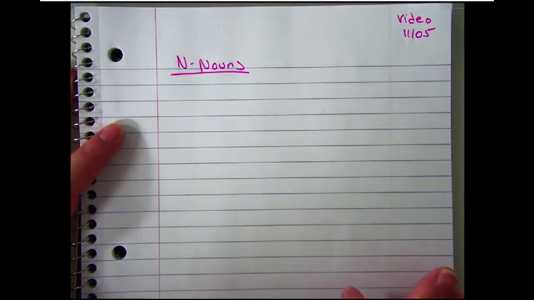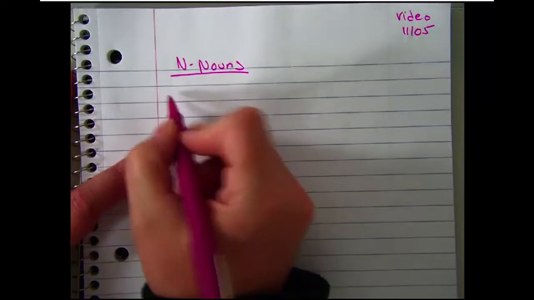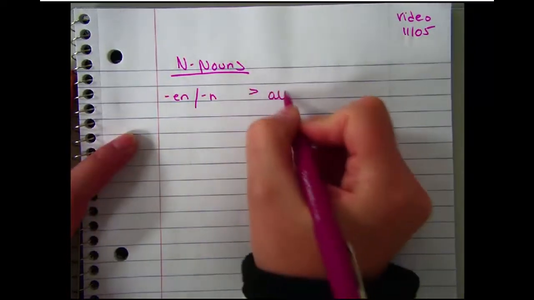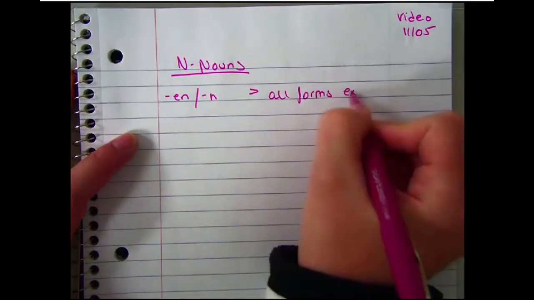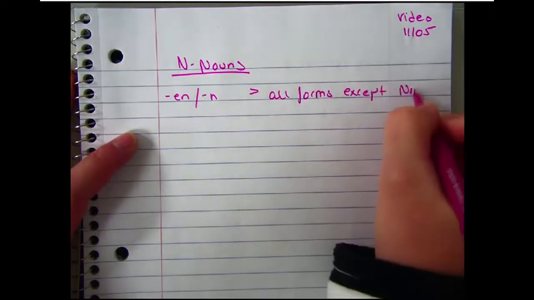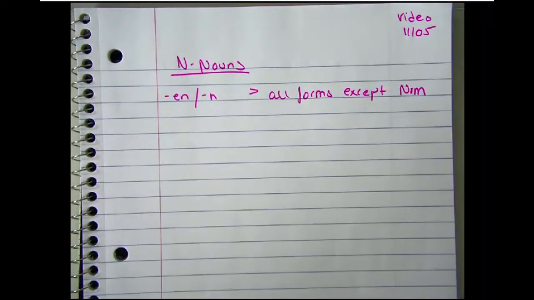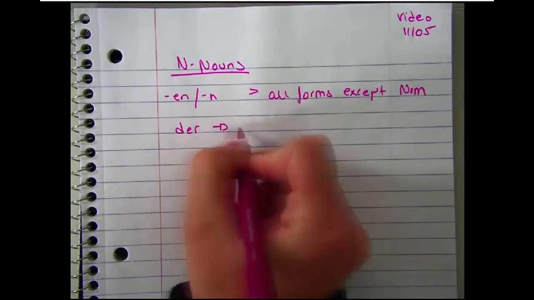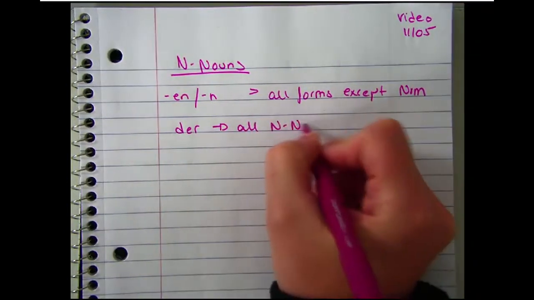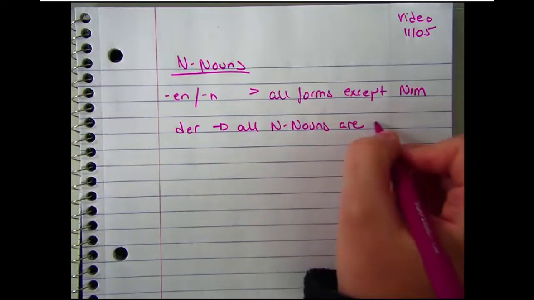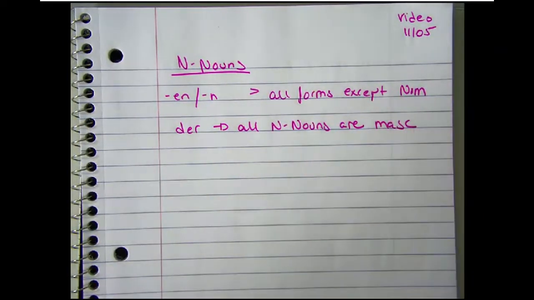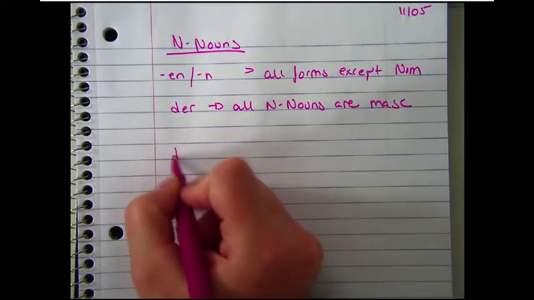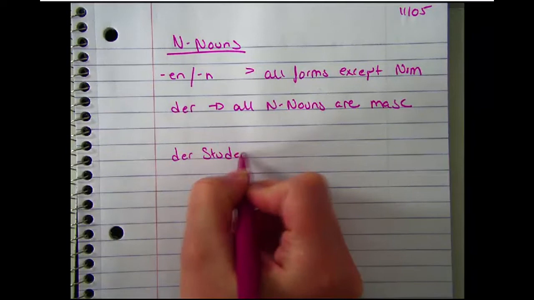Now, end nouns are nouns that will take an extra N or en ending in all forms except nominative. Another really neat thing about end nouns is that they're all masculine. So, we do not have any end nouns that are not masculine. I'm going to give you an example of one. So one example is der Student.